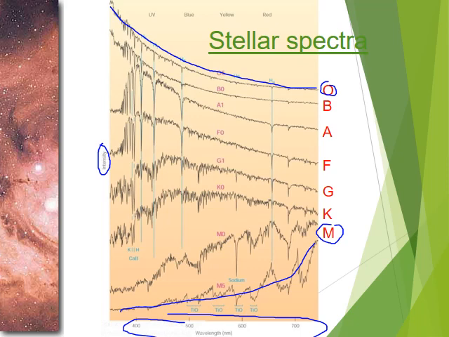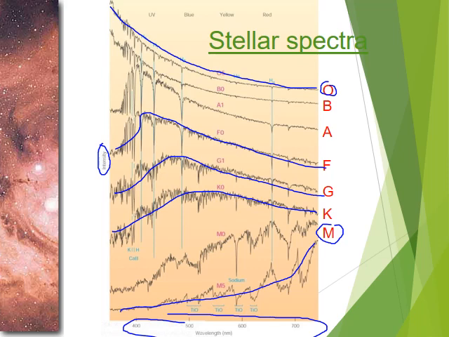We also see another trend: as the star gets hotter, not only does its curve get higher, but its peak moves farther to the left. Notice that for a G star, we seem to have a peak right about there. A K star has its peak a little bit farther to the right. An F star has its peak a little bit farther to the left, et cetera. So we see Wien's displacement law in effect.